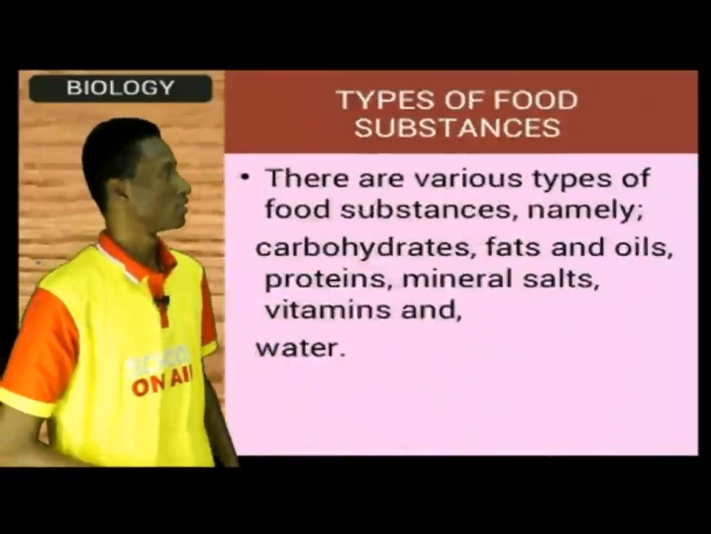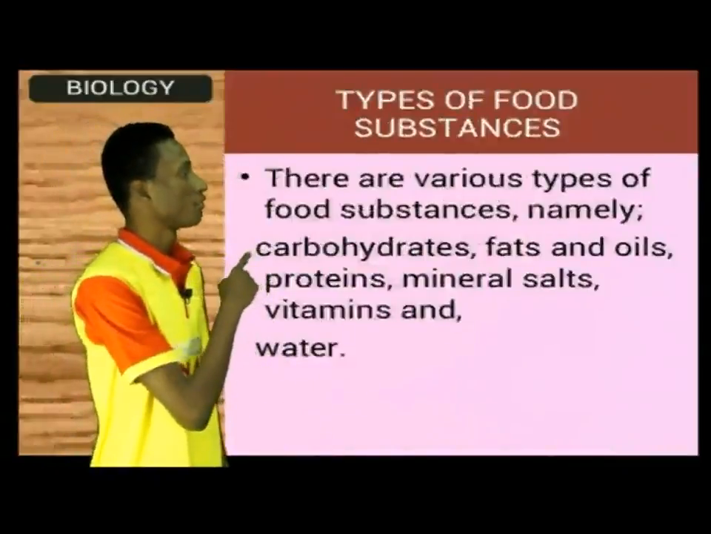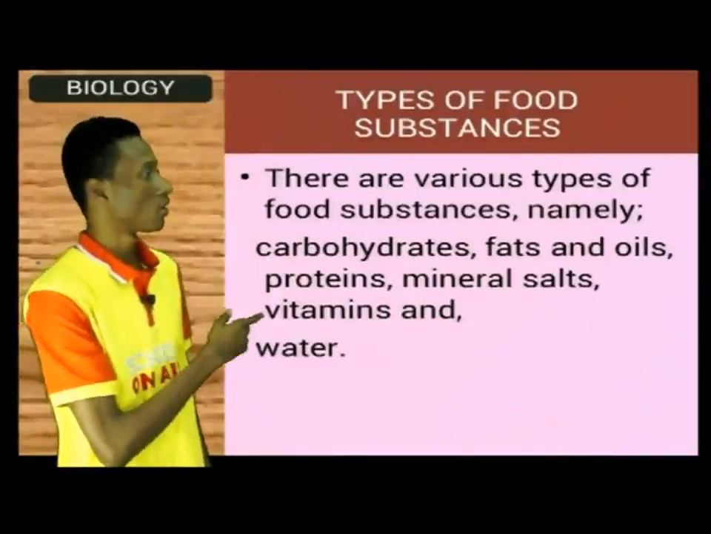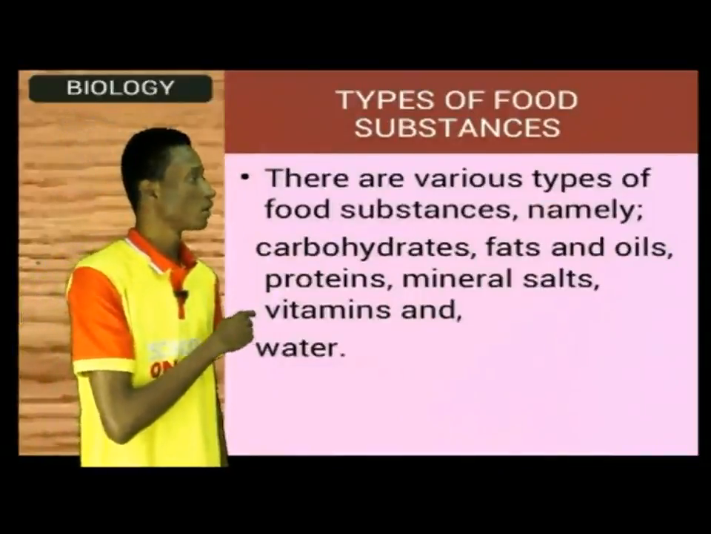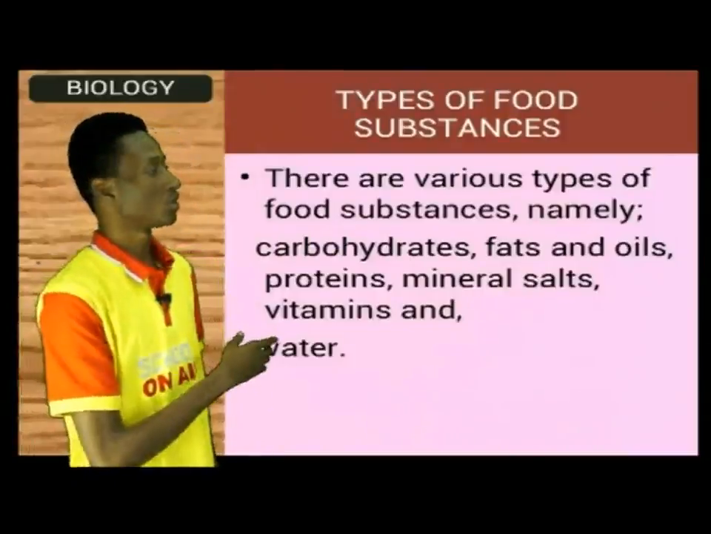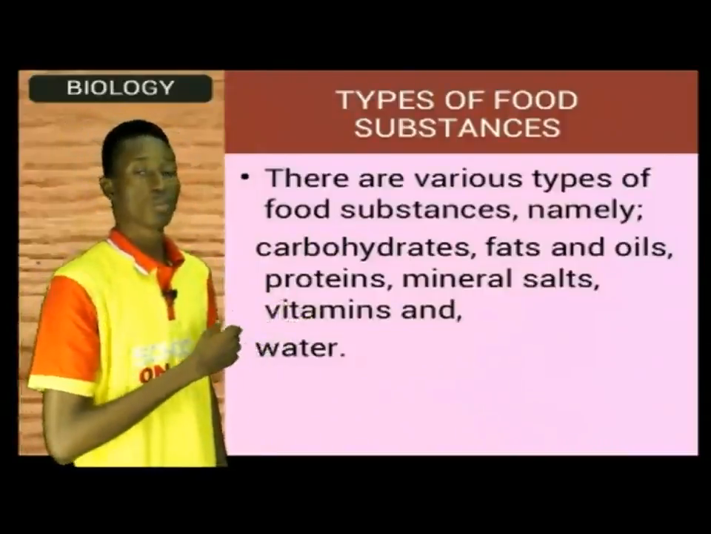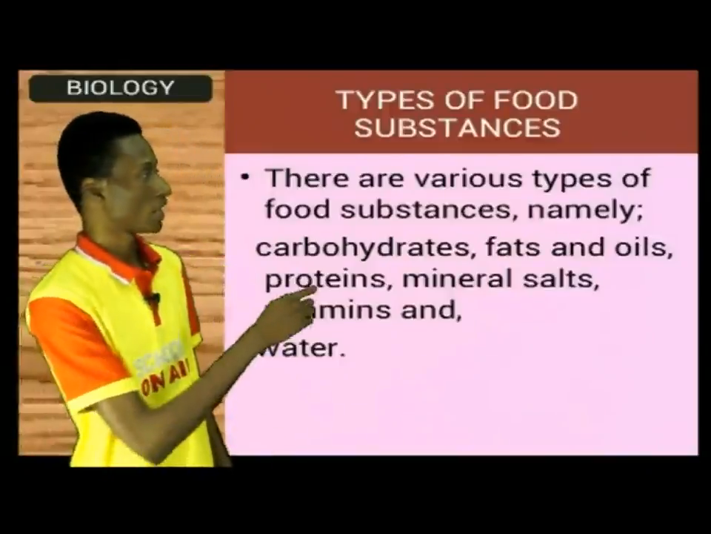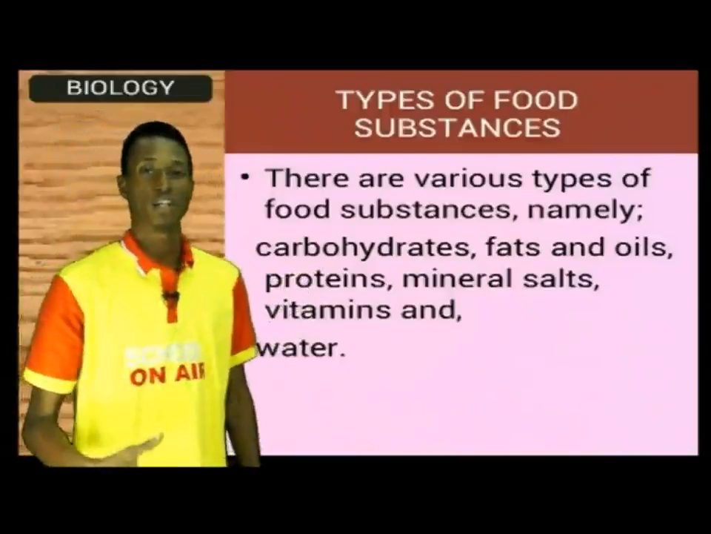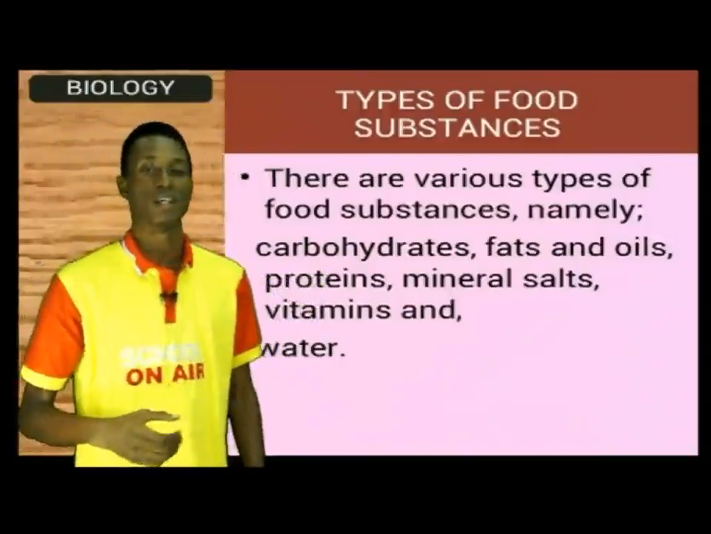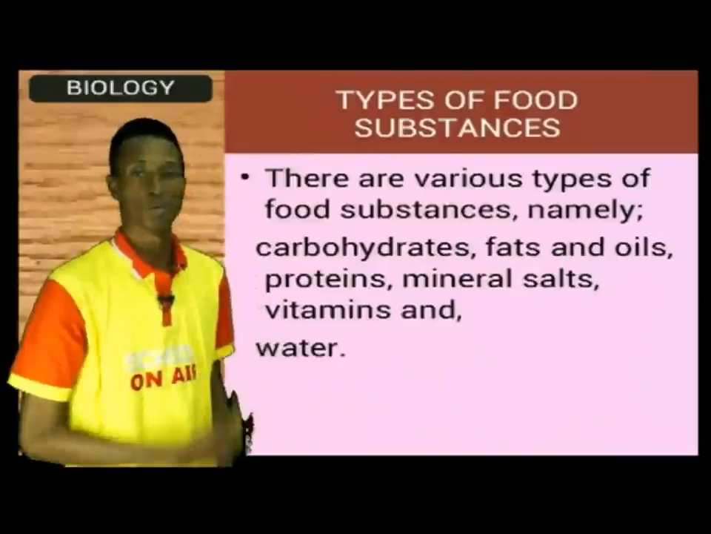Types of food substances. There are various types of food substances, namely carbohydrates, fats and oils, proteins, mineral salts, vitamins and water. You can see earlier when we showed the pictures of carbohydrates, fats and oil, protein, mineral salts, vitamins and water. But we'll examine these types of food one after the other to understand what each type of food substance actually does to our system when we consume them.